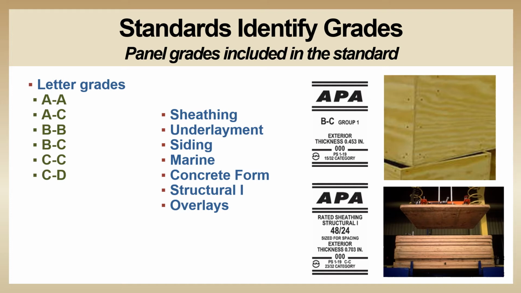Underlayment is a panel for floors that has a stronger or supported face layer. Structural 1 panels are designed for use where enhanced structural performance is required. Siding is used for exterior cladding of buildings. Marine grade panels have only B grade and better veneers of Douglas fir or western larch throughout the panel. Concrete form is intended to be used in forming concrete and is available as overlaid or with B grade faces.